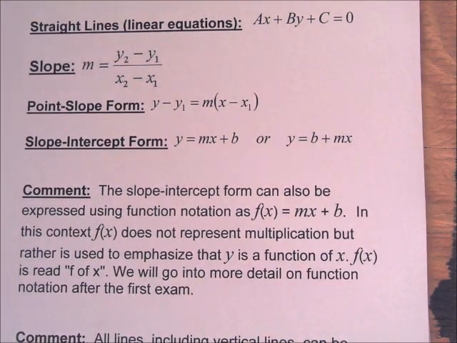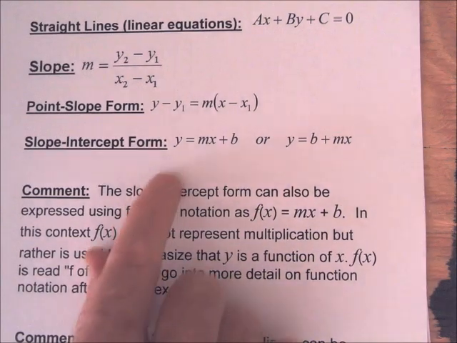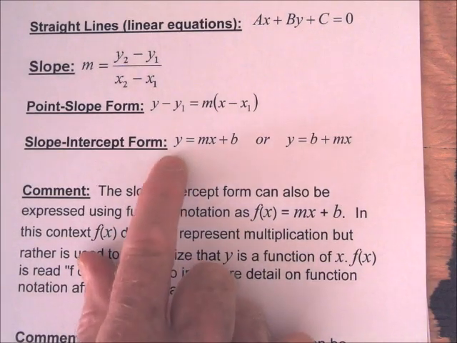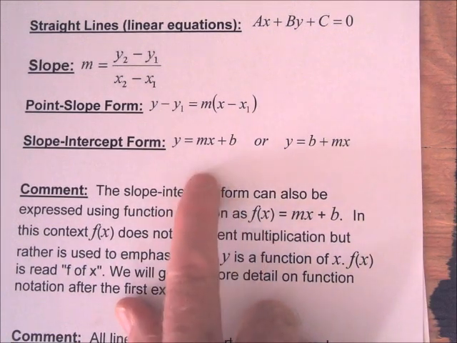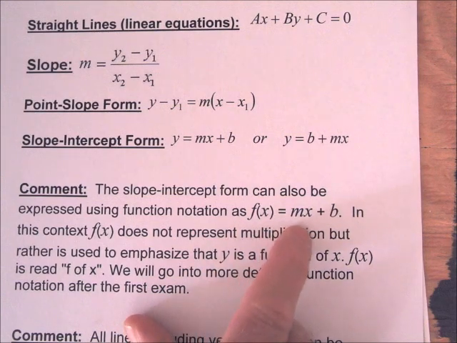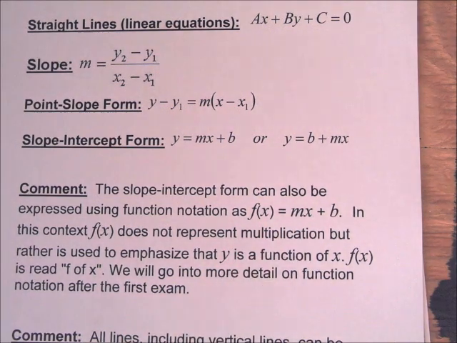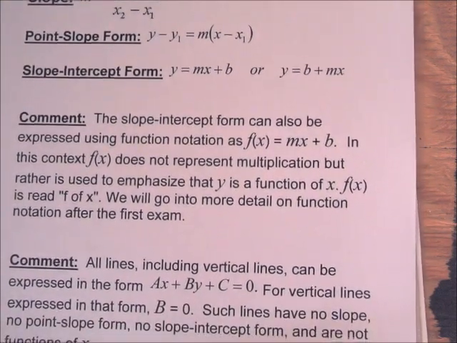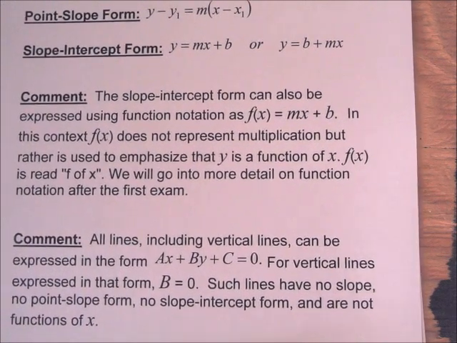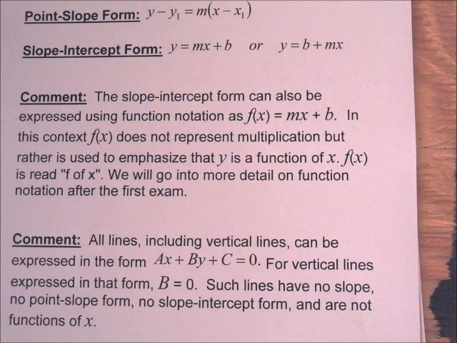The slope-intercept form can also be expressed using function notation. If you just have one formula for y, like we do here, then that means y is a function of x. And so sometimes, instead of y equal mx plus b, it's expressed as f of x is equal to mx plus b. In this context, f of x does not represent multiplication, but it just emphasizes that y is a function of x. And we'll go in more detail into functions after the exam. The rest of the course after this exam will be mostly about functions.